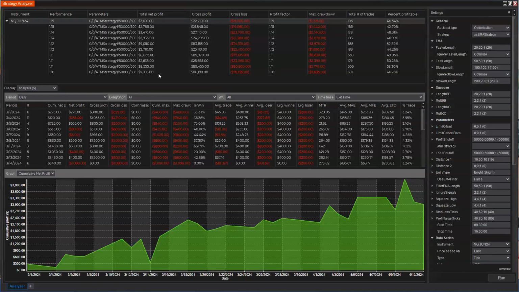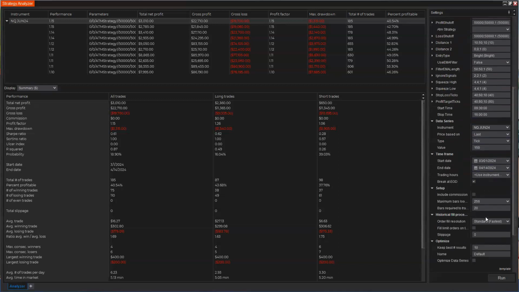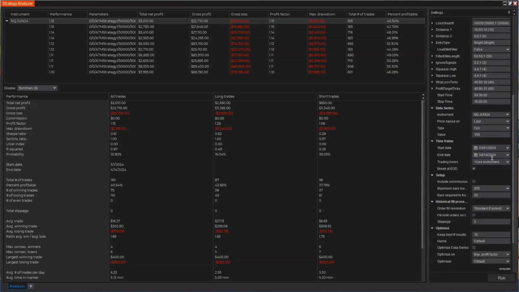Okay, so not as high as we expected or saw in the Ninja. It's only giving $3,000, right? With a drawdown of 1,300. And let's see how many trades, in the summary. So 185 trades only for the month of March till today. So for 45 days, it took 185 trades only. I don't think this is a good result.